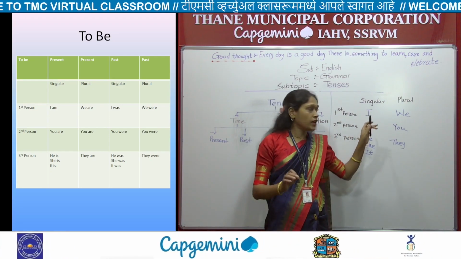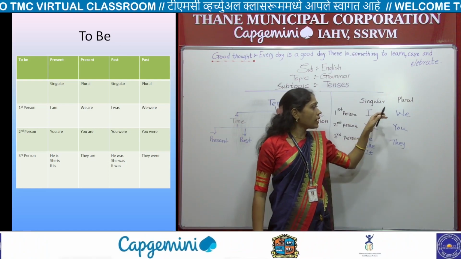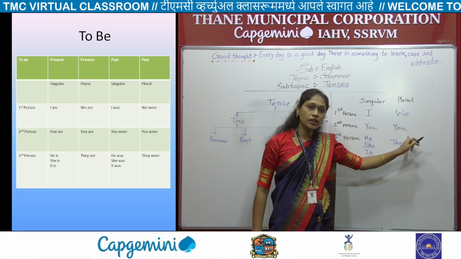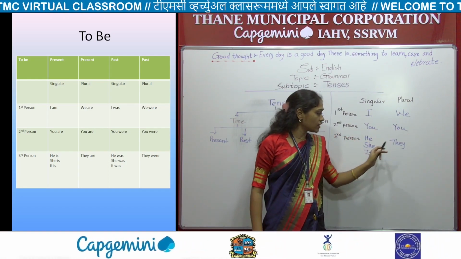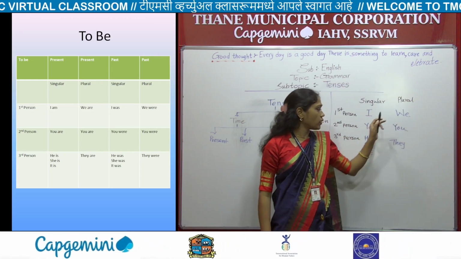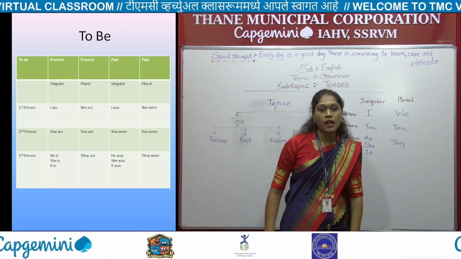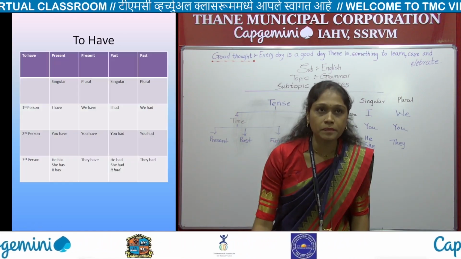This is definite. After I we use am. I am, we are, you are, you are, he is, she is, it is, they are. In past tense, I was, we were, you were, you were, he was, she was, it was, they were. This is the form of to be.